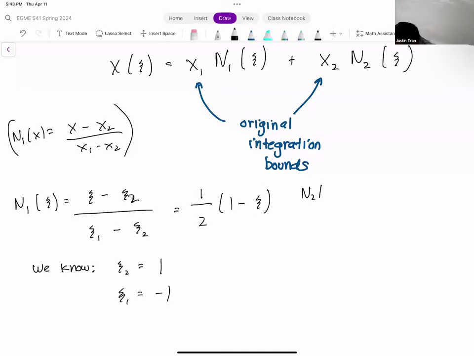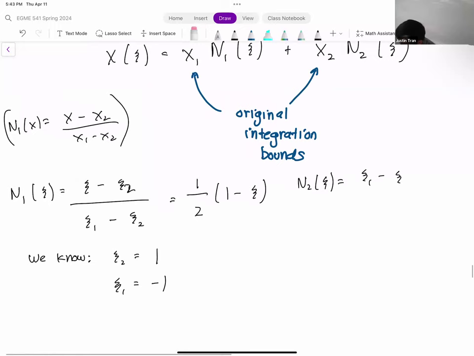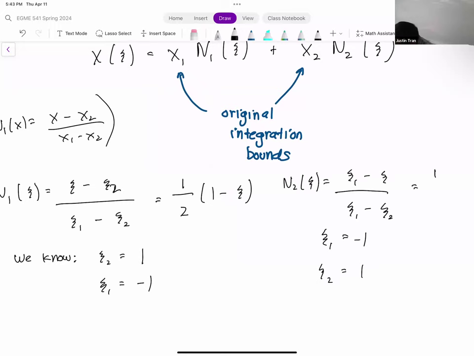We can do the same thing for N2. So N2 of xi, its canonical form is xi 1 minus xi, all divided by xi 1 minus xi 2. Okay. Let's plug in. Xi 1 we know is minus 1, xi 2 we know is 1. We plug in for that, we get 1 half 1 plus xi.